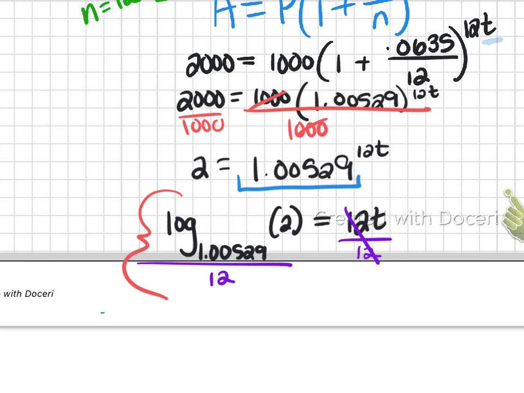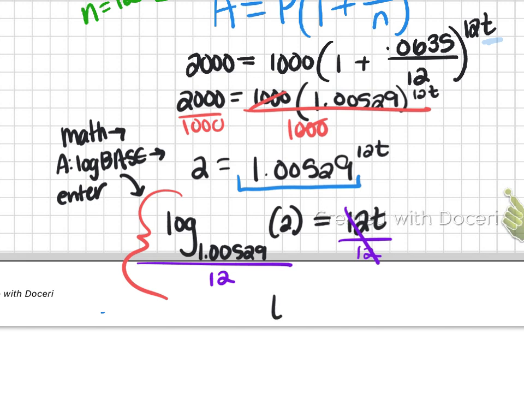To find this log base button, there's the regular log, right? The common log that has the implied base of 10. But to find log base, you go into the math menu and then you scroll down. I think it's A, and it says log base. And then you push enter, and it will give you the option to put in whatever base you want of your log so that you can then solve this problem. So when we get this, we get that t equals about 10.94. Well, I guess if we rounded, it would be about 11 years.